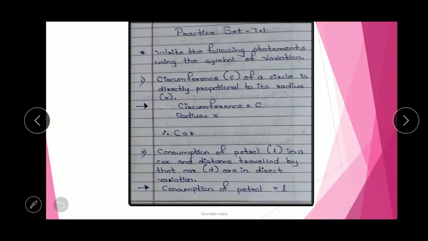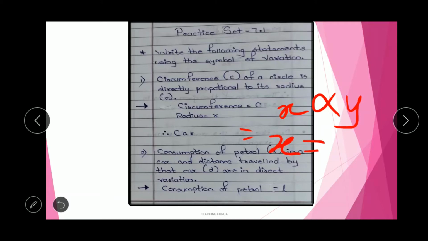Circumference C of a circle is directly proportional to its radius r. Circumference is given the symbol C and radius is r. It has been told that it's directly proportional. That means, what is the formula? If I say x is directly proportional to y, in which way will I write it? This is the formula which I am telling you.